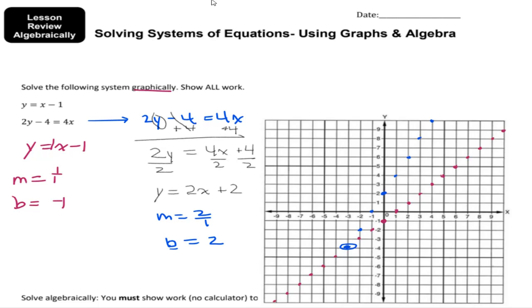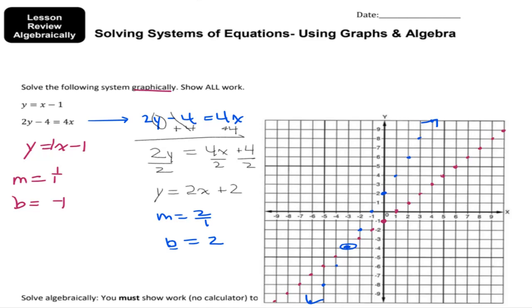I'm going to keep going. Down 2 and to the left 1, down 2 and to the left 1, down 2 and to the left 1. And I'm done. Again, remember, you need to draw the lines in and arrowheads on both sides. I should draw my arrowheads on my pink equation.